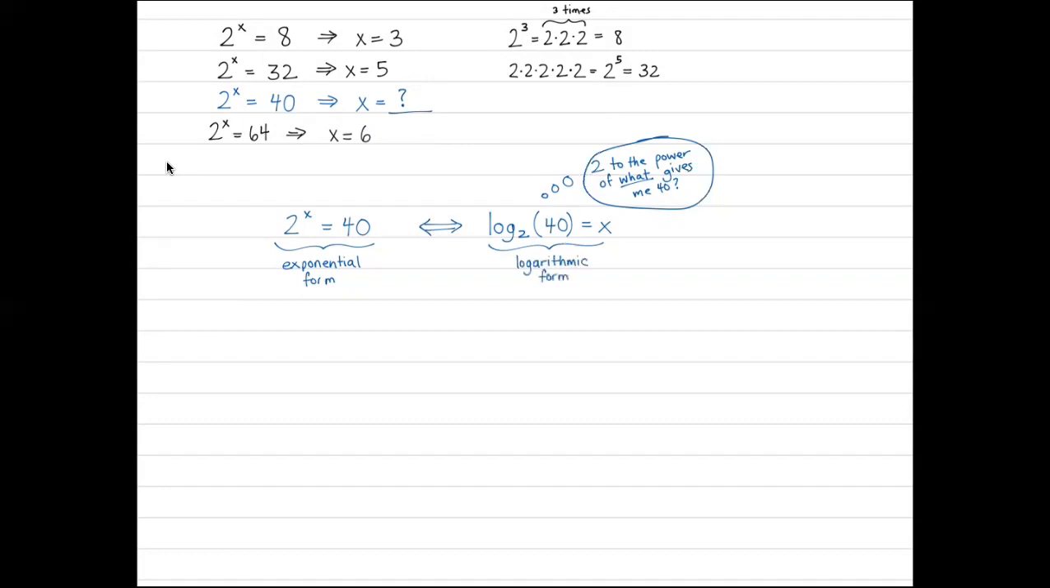So maybe we can color code this a little bit. So this number here, that is the base. And same thing over here. This 2, whatever number was in the base, that is still the base. Now let's pick a different color here, something totally different. How about green? Nope, green is bad. Let's go with purple. Okay, so purple, this x is the exponent.